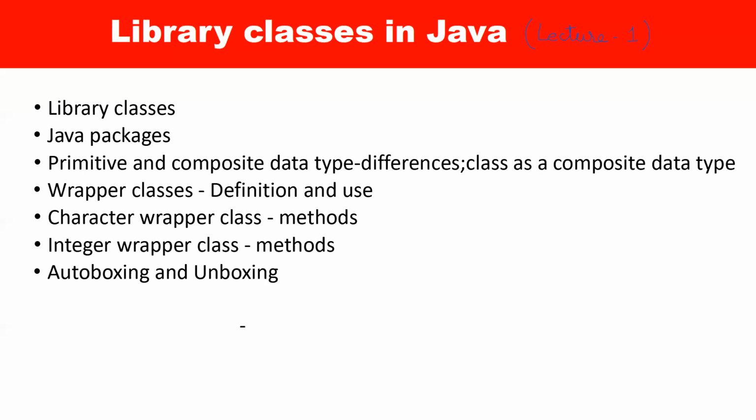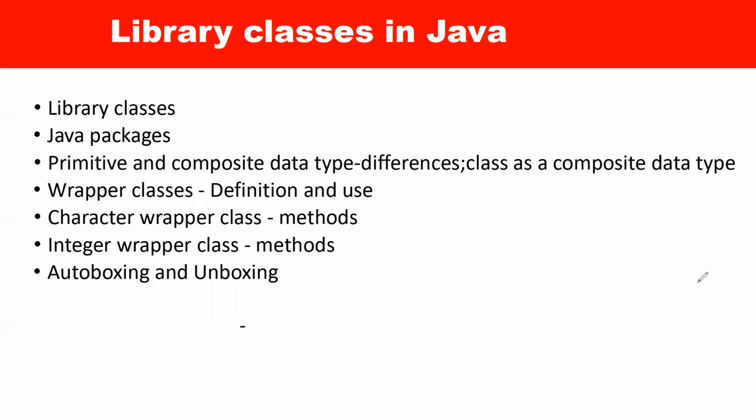Out of all the 8 wrapper classes, the 2 wrapper classes which are in the syllabus are your character wrapper class and integer wrapper class. So these two will be done in detail. In integer wrapper class, 2 of the methods will be discussed, and in character wrapper class, there are around 8 methods which we will be discussing. Okay, and finally, autoboxing and unboxing. So these are all the concepts we are going to do in library classes of Java.